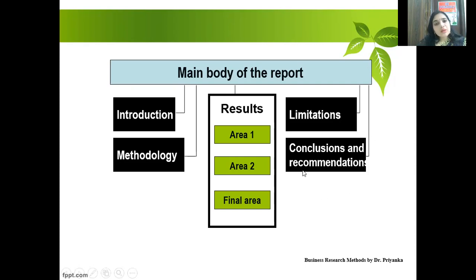Then conclusions and recommendations. What are your conclusions about the research, and what do you recommend for further future research? This is all about the main body of the report. And again, I'm telling you, results should contain the maximum part of your research report.